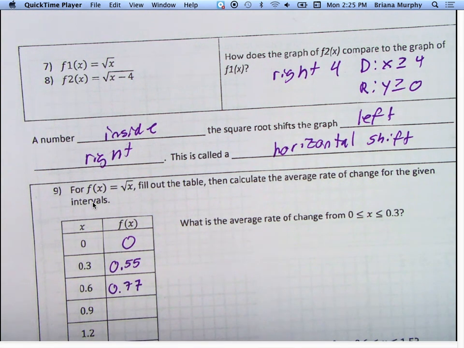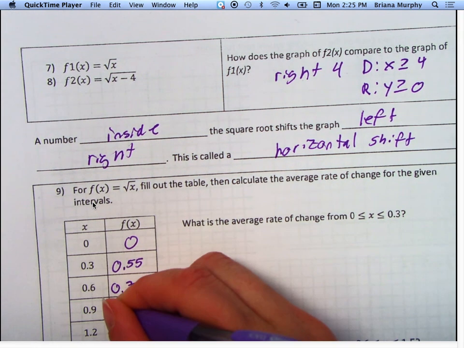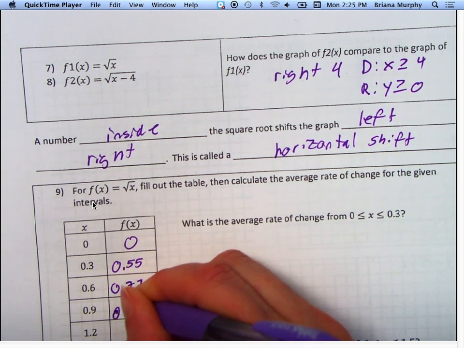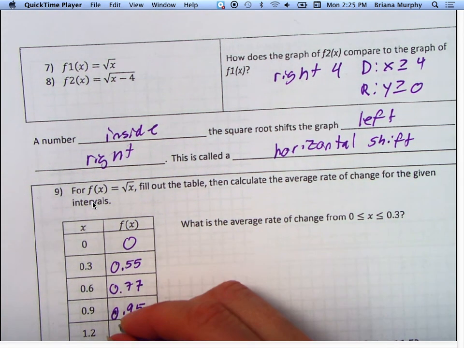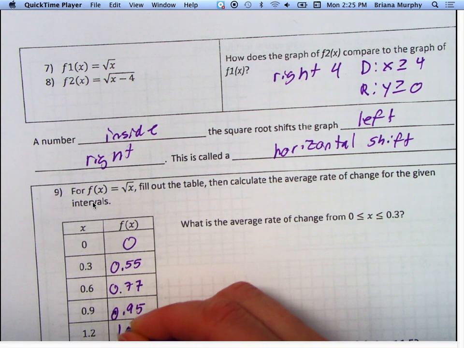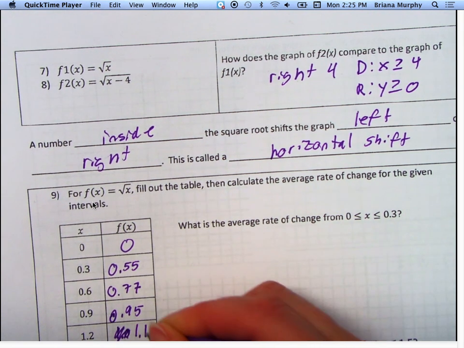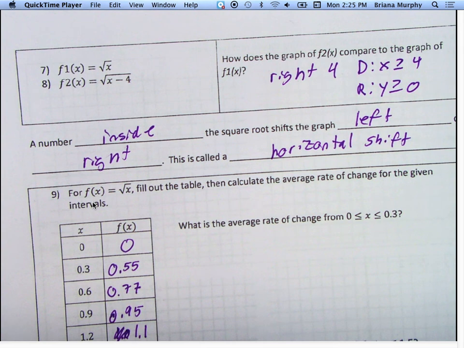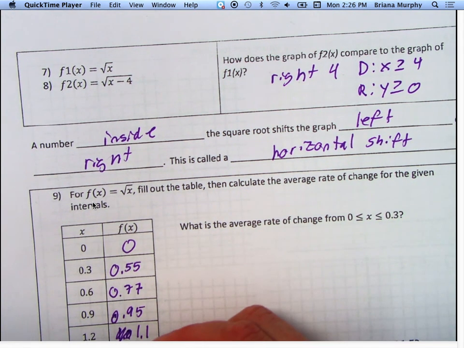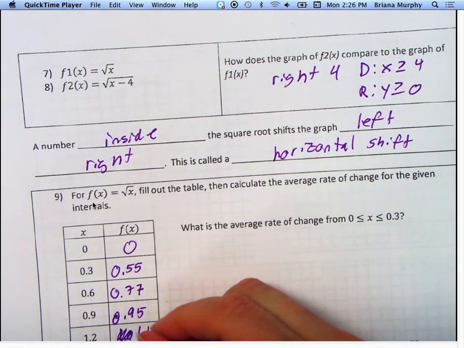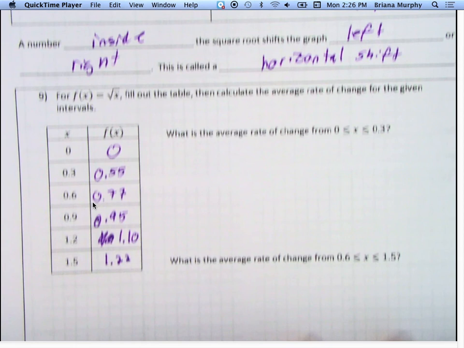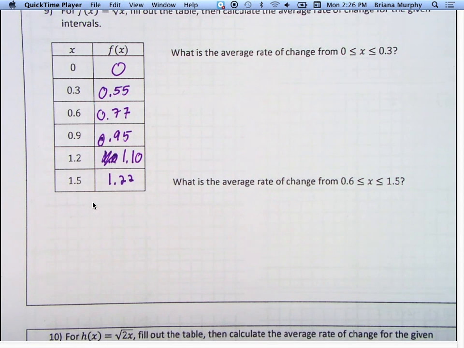Square root of 0.9 is 0.95. Square root of 1.2 is 1.10, 1.1. We'll round up to. The square root of 1.5 is 1.22. Okay? Now we want to know the average rate of change. Do you guys see it all? Sorry. I said it, but I didn't show it.